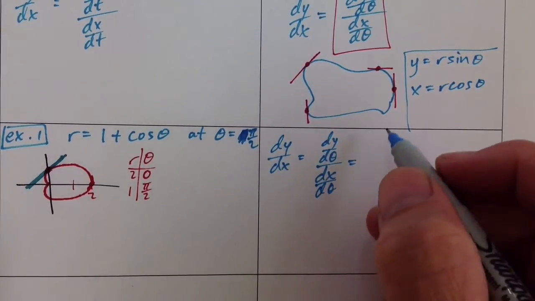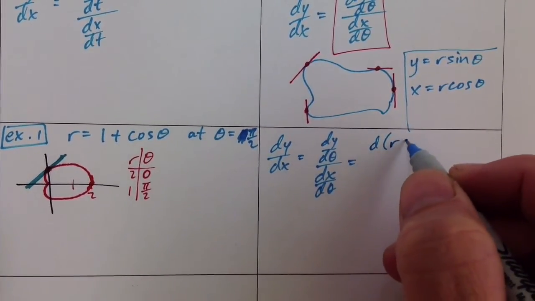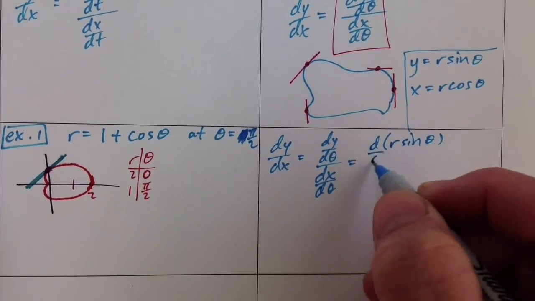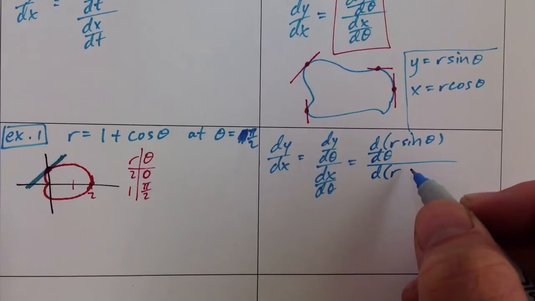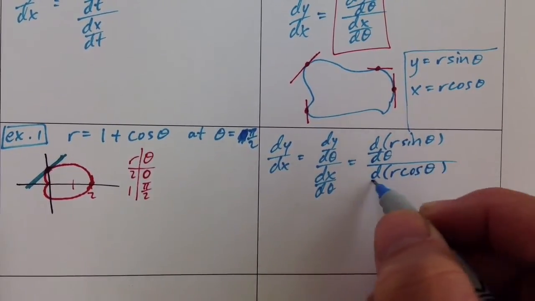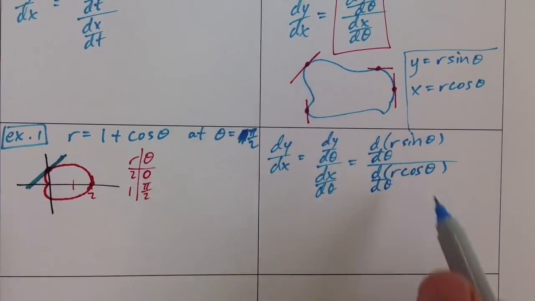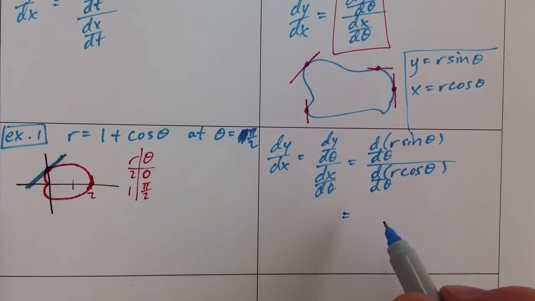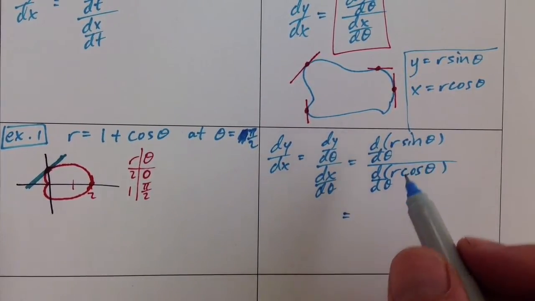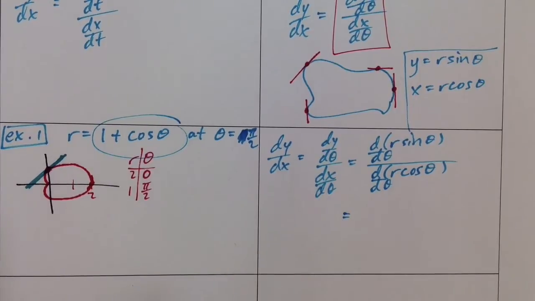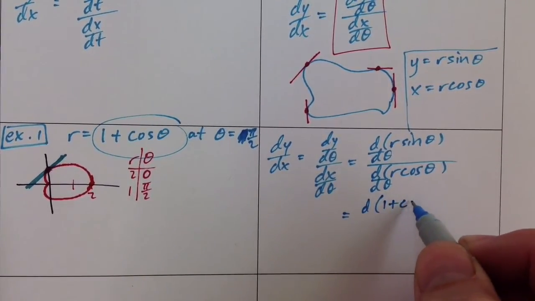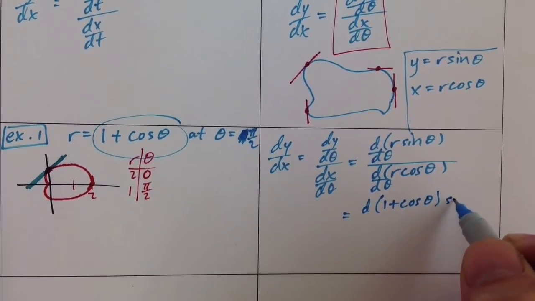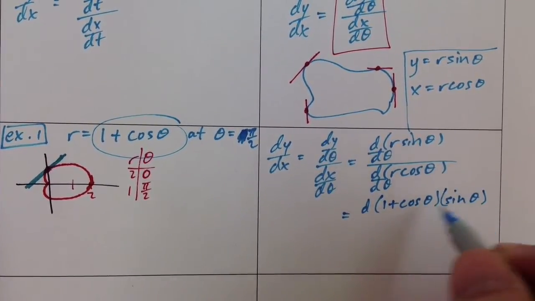dy/dθ would be d(r sine theta)/dθ. So it starts expanding right before your eyes here. And d(r cosine theta)/dθ. Well, we don't like those r's in there either. So we're going to replace r with what r is equal to. So that's this guy over here. Okay. So in the numerator we have r, which is 1 plus cosine theta. We still have to multiply that by the sine of theta.